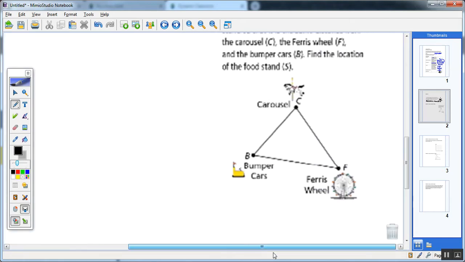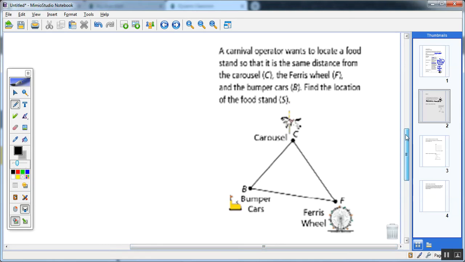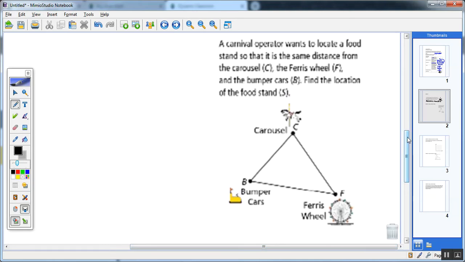So I have an example right here. I think it is a real life problem. It says a power operator wants to locate a food stand so that it is the same distance from carousel C, the Ferris wheel F, and the bumper cars B. So we've got this triangle BCF right here. Carousel's up here, bumper cars are here, Ferris wheel's here. It's got to be in the very middle. Find the location of the food stand S.